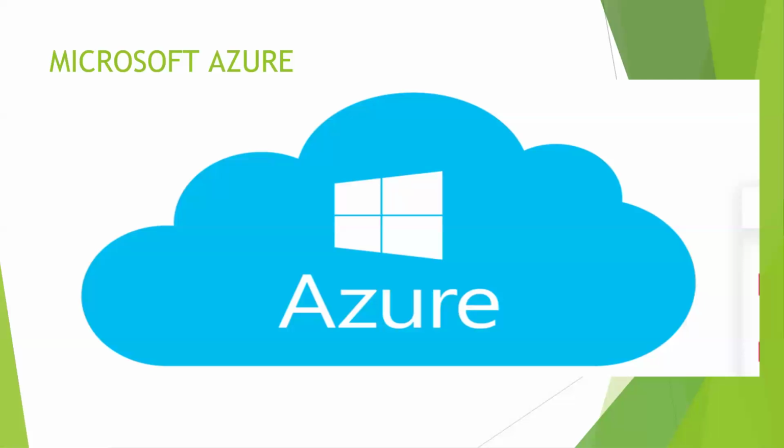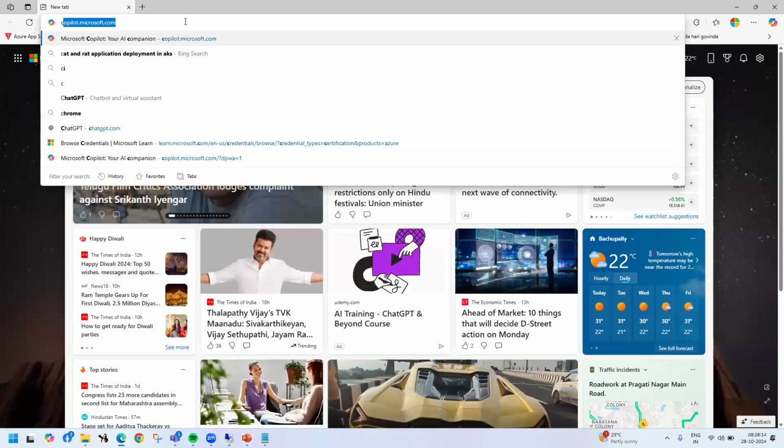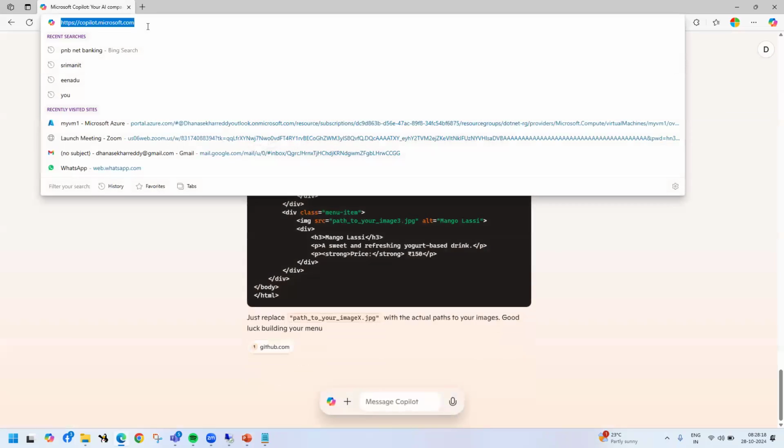Integration with other applications. Sorry? Integration with other applications. No. Artificial intelligence, guys. Copilot, you know, right? Have you heard about it? Yes, Copilot.microsoft.com. Microsoft Copilot. So this has been integrated with all Microsoft products. This is the market leader in the entire world.